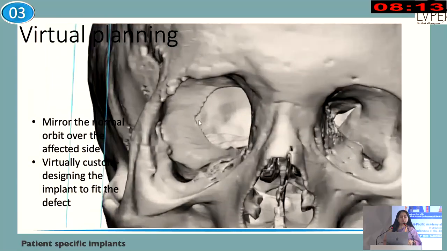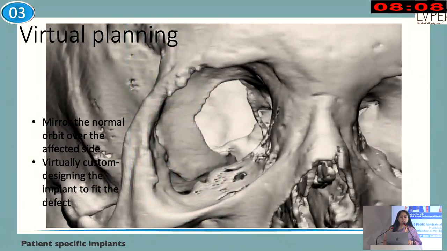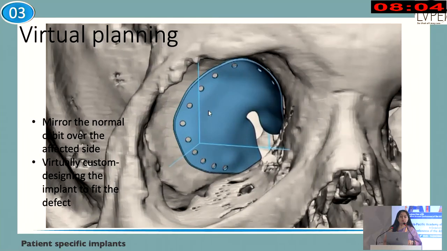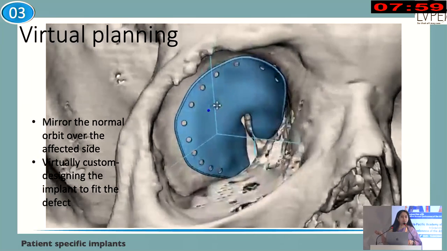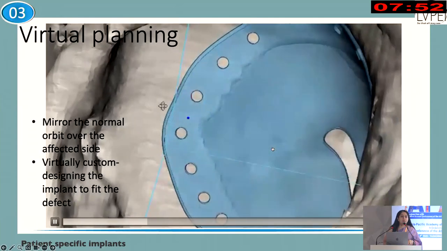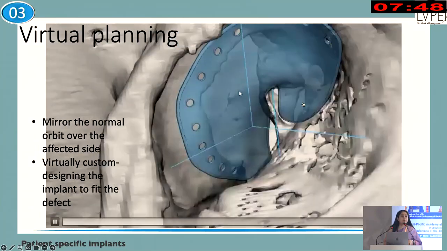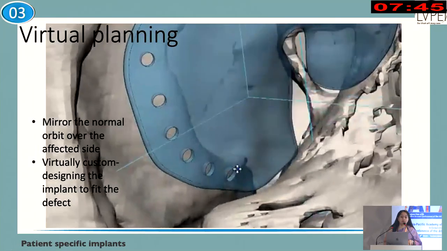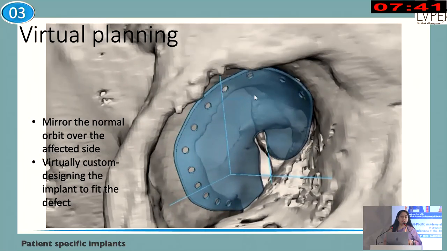What is the virtual planning that I was talking about? So essentially what you do in this step is you want to normalize the orbit. If it's just one orbit that's involved, you already have the contralateral orbit for reference, and that's used as a template and is projected onto the abnormal orbit, and then you bridge the areas wherever there is a defect. For instance, here an implant has been crafted to sit on the lateral wall of the orbit in that same patient with plexiform neurofibroma that I mentioned.